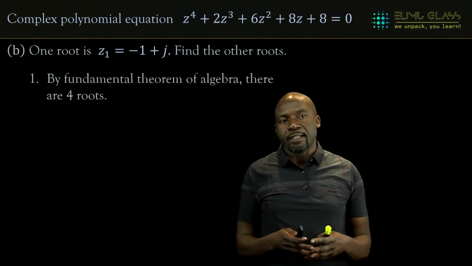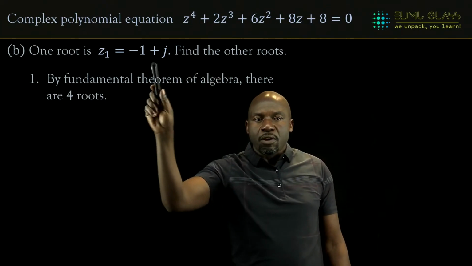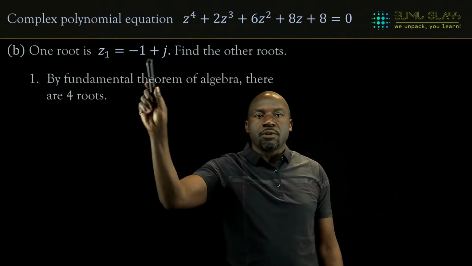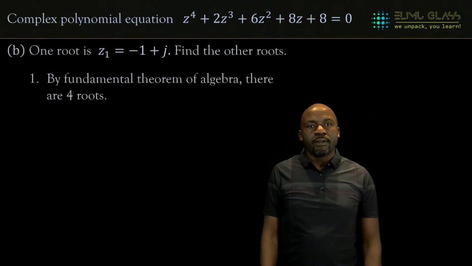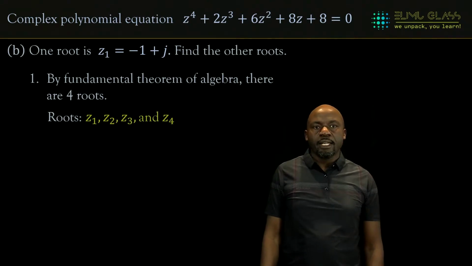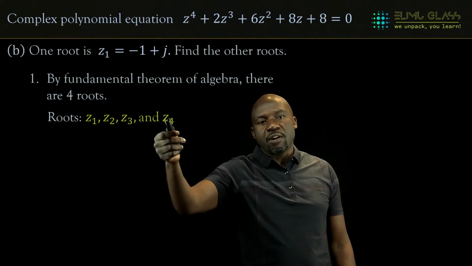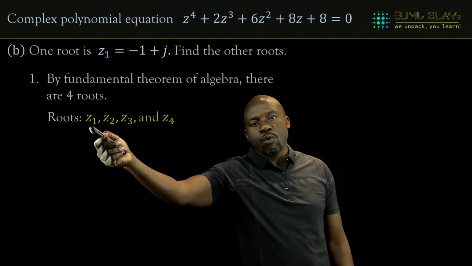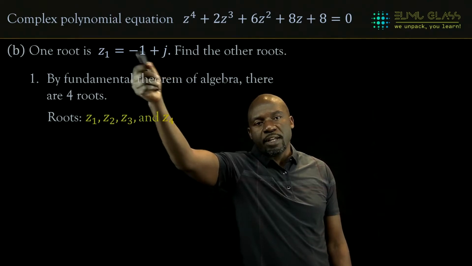If that is the case, then if this is a root of this polynomial, then the conjugate of z1 must also be a root of the polynomial. That's what this says, okay? So the second fact, so the first fact is that we expect to have 4 roots, and we've already found Z1, so we only need to find Z2, Z3, and Z4. So Z1 is already here.